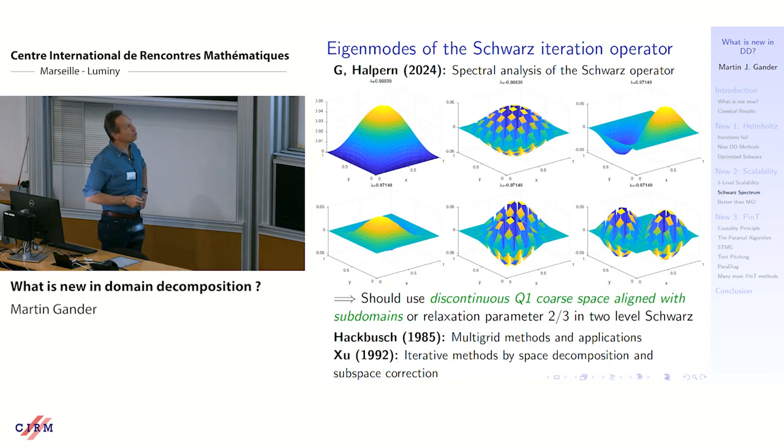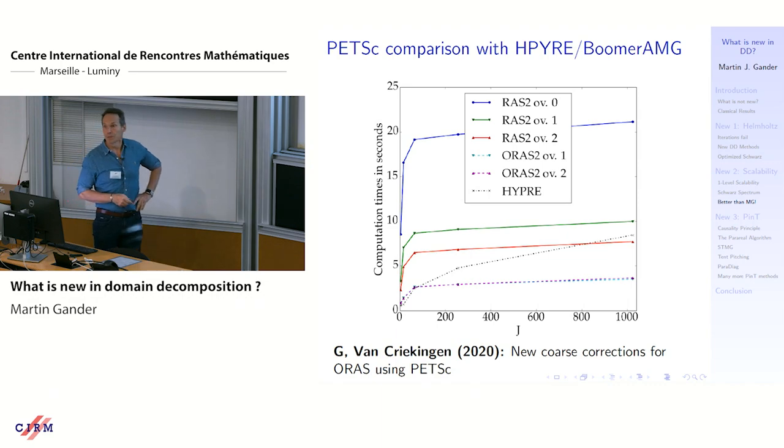So if you want to use a 2-level method, you should have a relaxation parameter to get rid of all this. And then you get a method that converges as well as multigrid. You do not need Krylov acceleration for this. And here is an example. So these are all Schwartz methods.